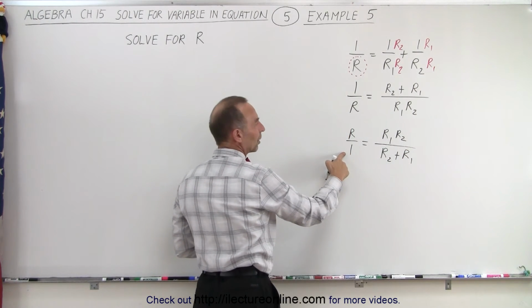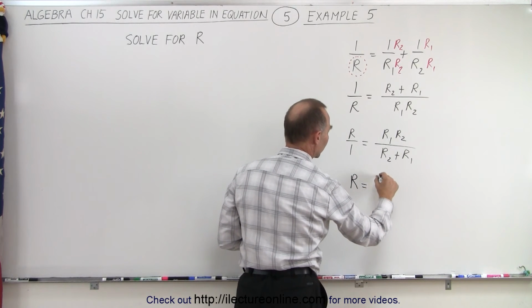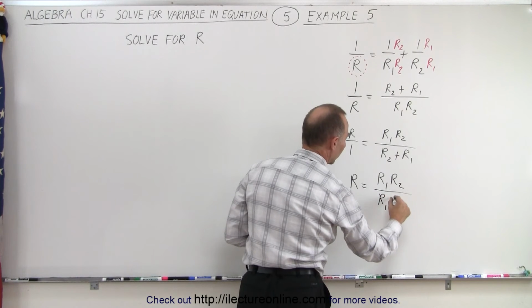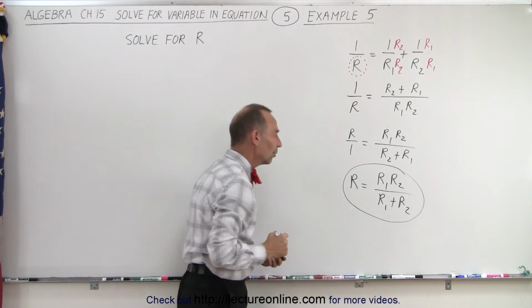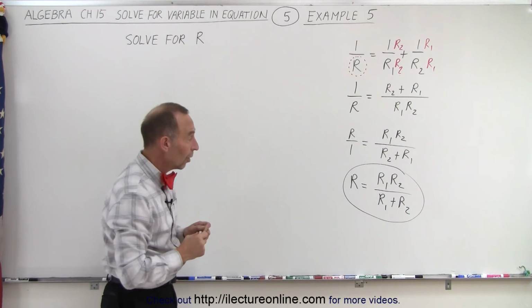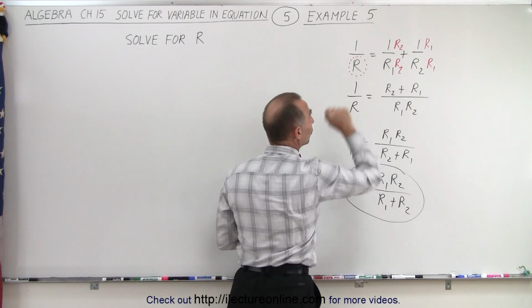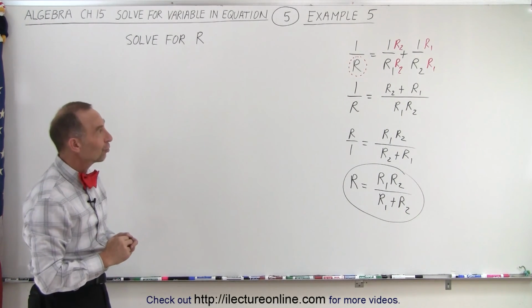And now we can simply get rid of the 1 here, and we can reverse the order of these, and this becomes r = r1 r2 / (r1 + r2). And there it is. That's the result for r. In other words, r is now equal to the product divided by the sum of the other two variables, r1 and r2. And that is how we solve for r.